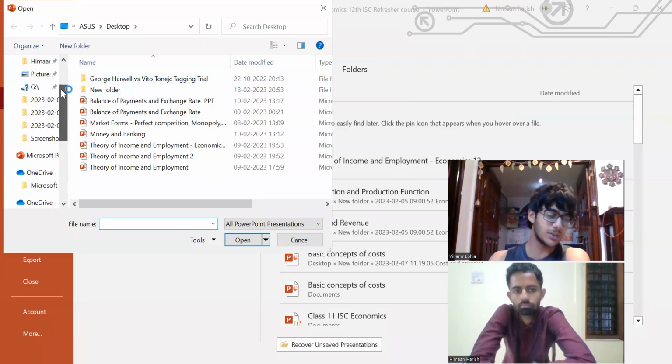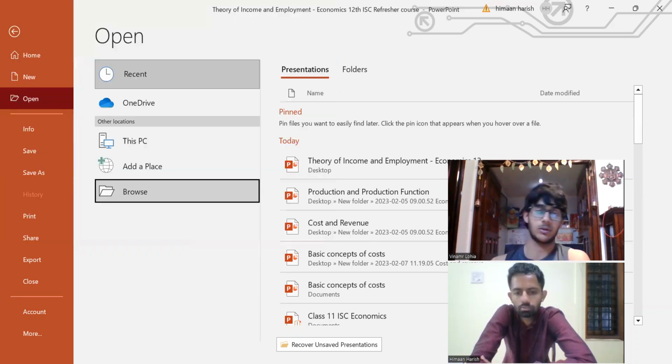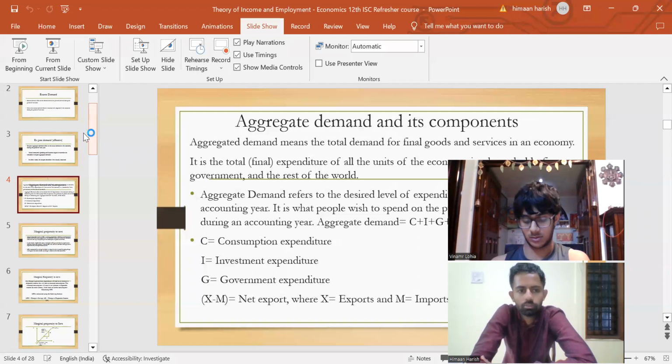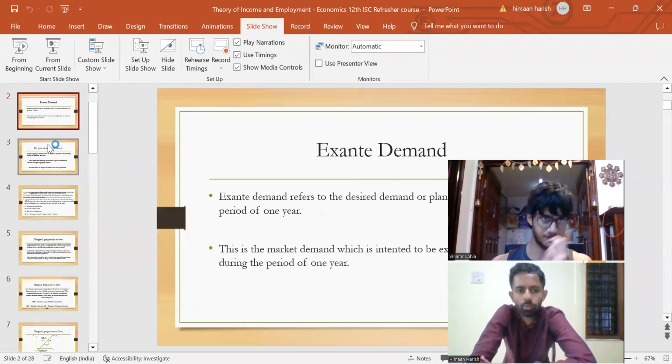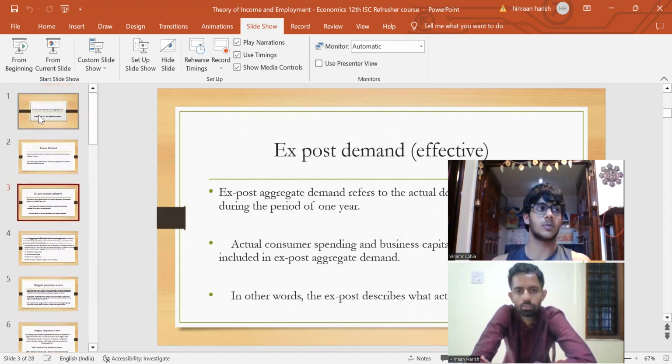Ex ante and ex post demand is in which chapter? The 7th, right? It's in the theory of income and employment. Yeah, it's in the theory of income and employment, which is ex ante demand and ex post demand. Got it. So we'll start with the producers, the law of demand and elasticity of demand as well.